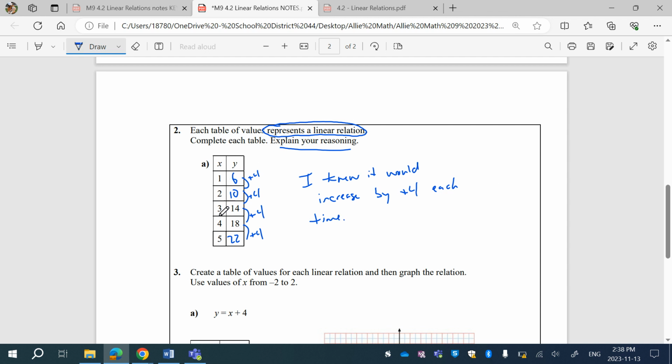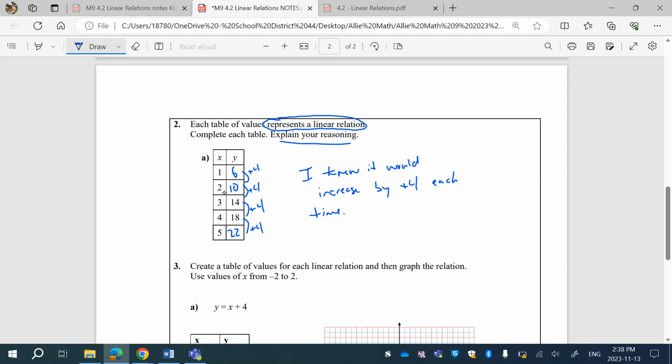Okay, so as x is going up by 1, we see that y is going up by 4 each time. We know that to be true because we know it's a linear relation. It told us that.